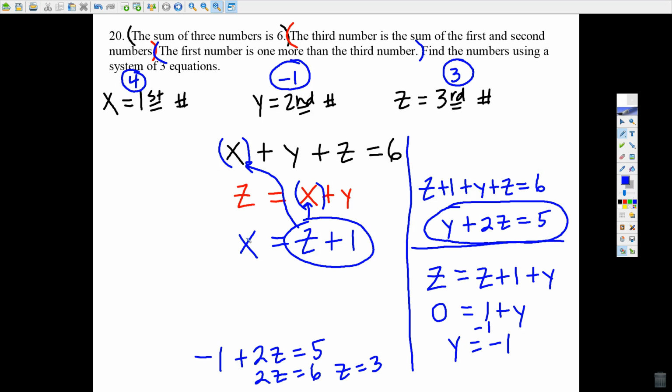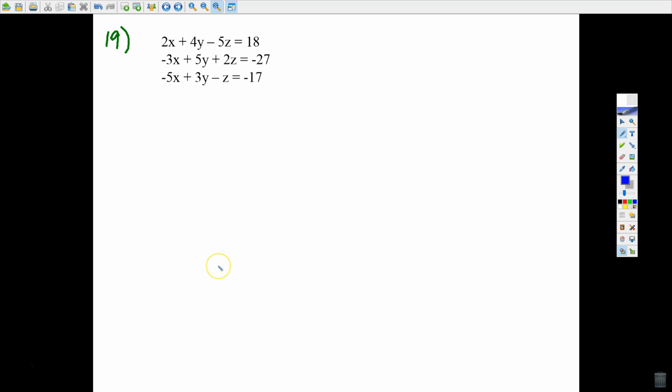So I just want to make sure you can, the big goal of this problem is, can you take these sentences and can you make equations out of them? And then go from there and solve the system using either substitution or elimination. All right, if there aren't any questions, let's move on to this.